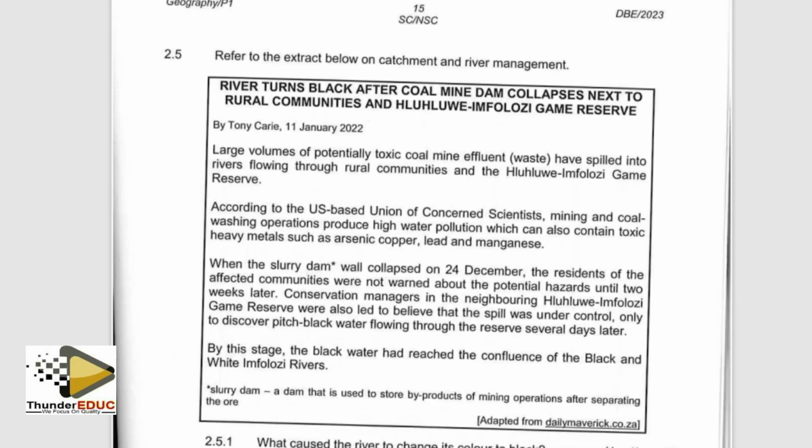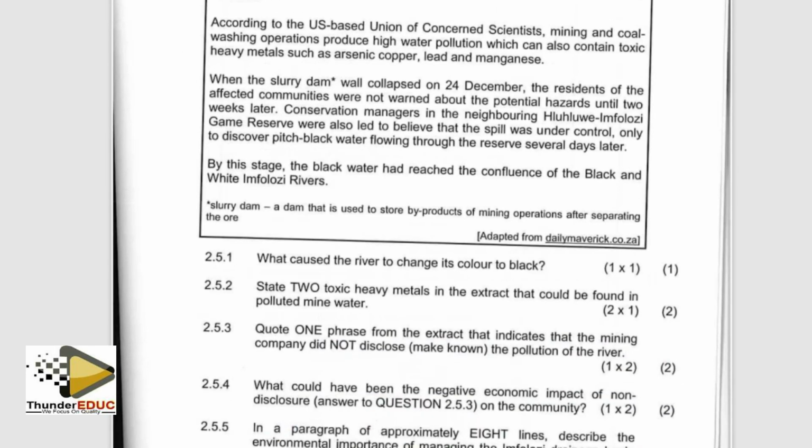Let's see the questions. First question here, 2.5.1. What caused the river to change its color to black? It's a 1 mark question. Therefore, it is because of the toxic coal mine waste that spilled into the river, making the color black.